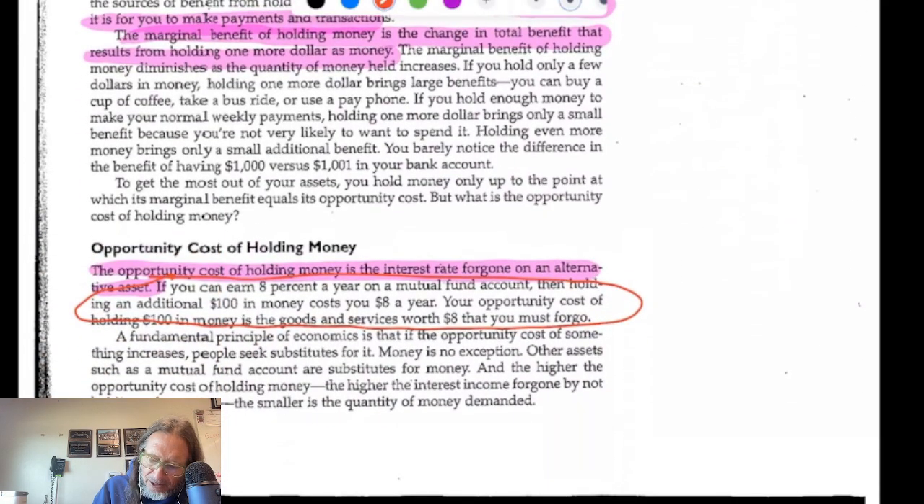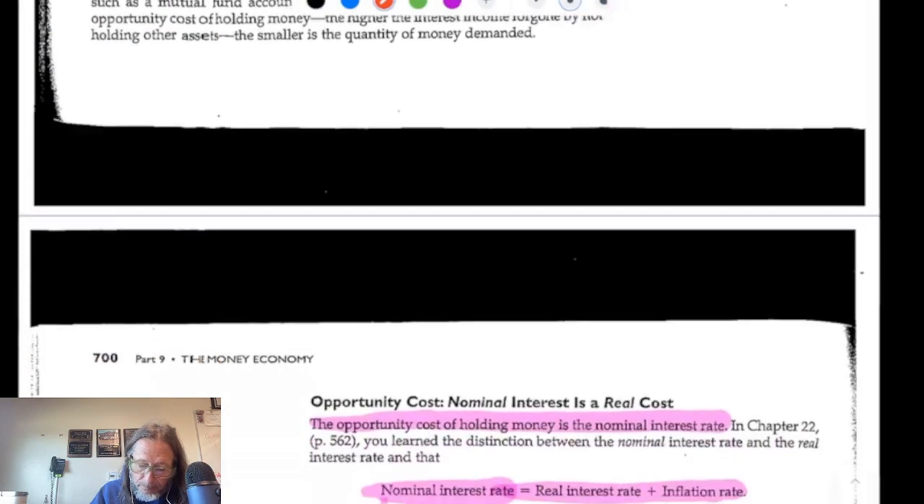The idea is interest foregone. So the concept says if there's an 8% interest rate offered to us, then let's just read it. If you can earn 8% a year on a mutual fund account, then holding an additional $100 in money, basically in your pocket, costs you $8 a year because the interest rate is 8%, okay?